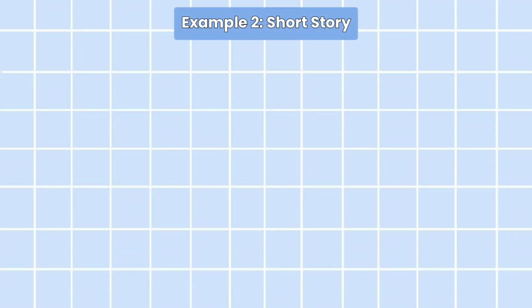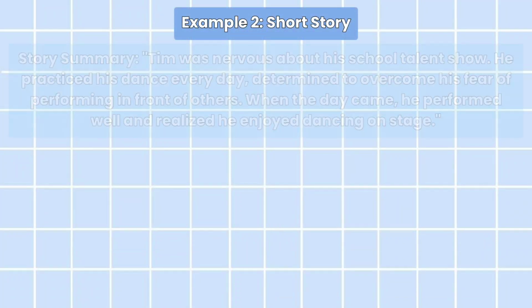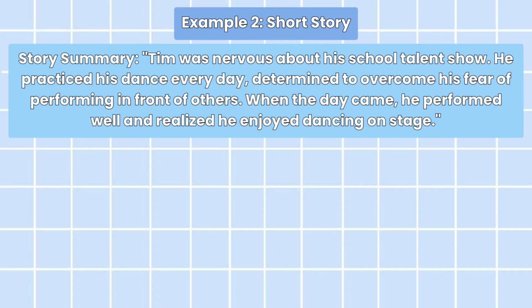Example 2. Short story. Story summary. Tim was nervous about his school talent show. He practiced his dance every day, determined to overcome his fear of performing in front of others. When the day came, he performed well and realized he enjoyed dancing on stage. Let us now find the main idea.